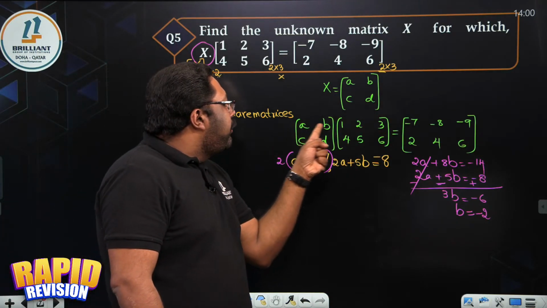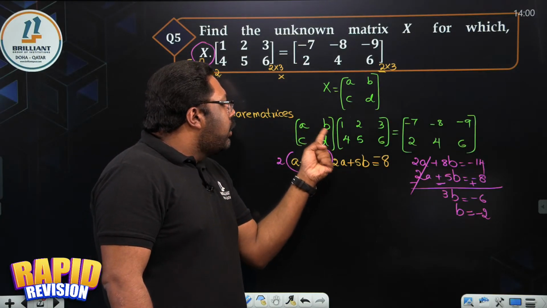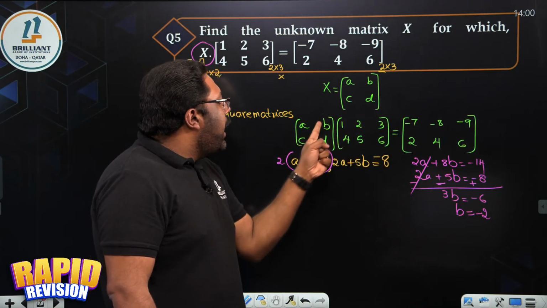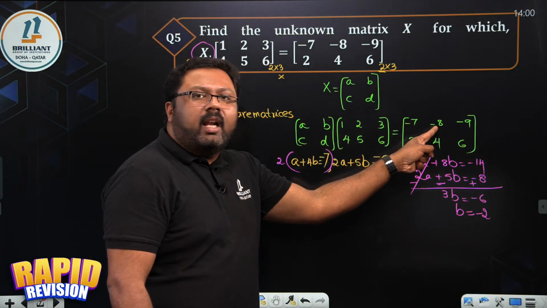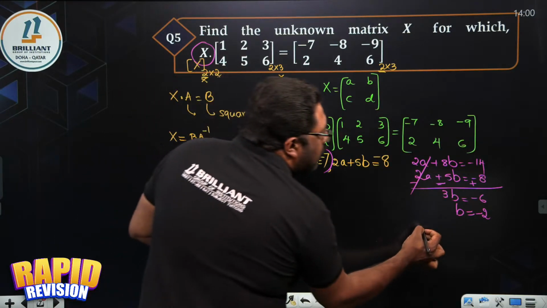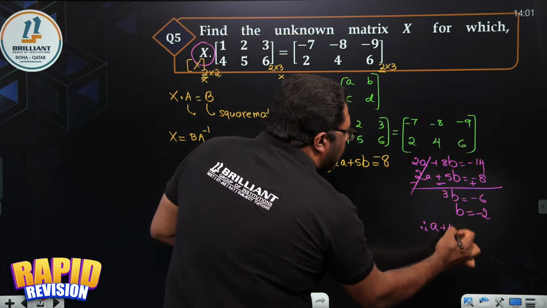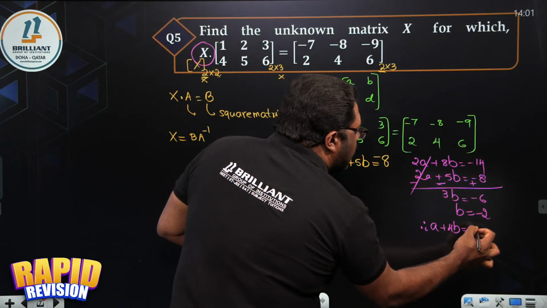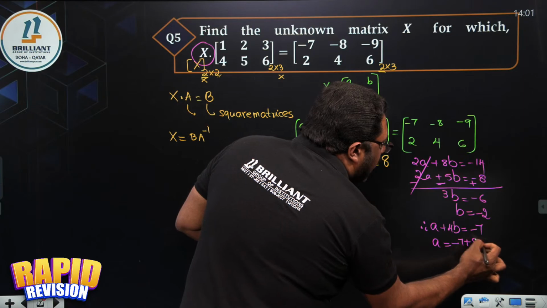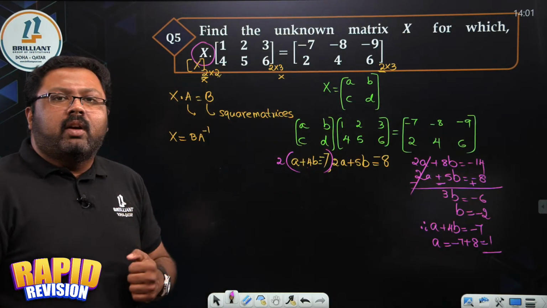So I just multiply the first row with the first column. I got an equation A plus 4B equal to the first element, minus 7. 2A plus 5B, the second element, minus 8. Solve the two equations, you get the value of B. Now, substitute in any equation you want. A plus 4B equal to negative 7 and A is equal to minus 7 plus 8, which is equal to 1. So I got the value of A, I got the value of B.